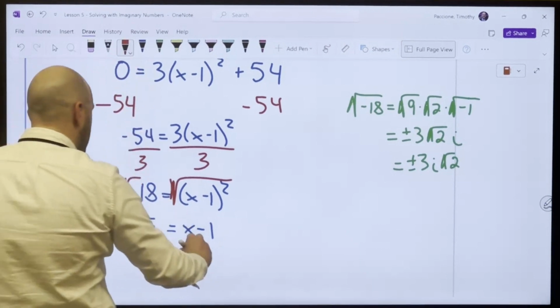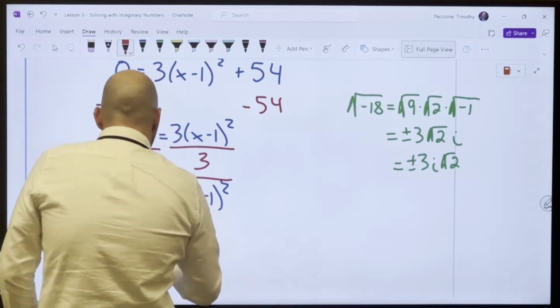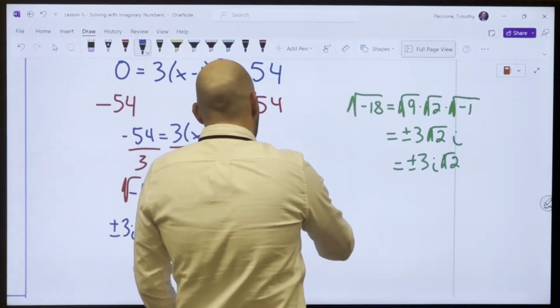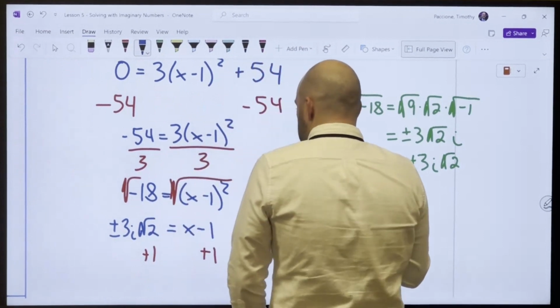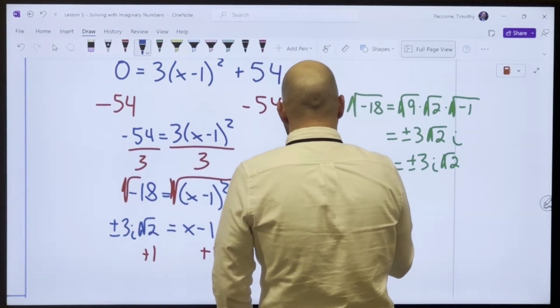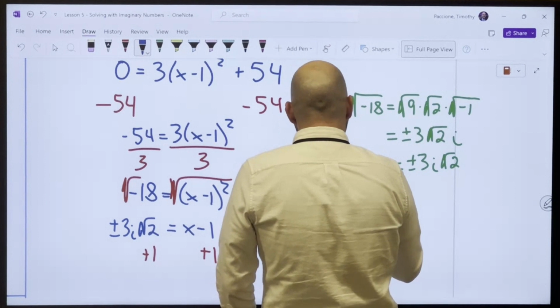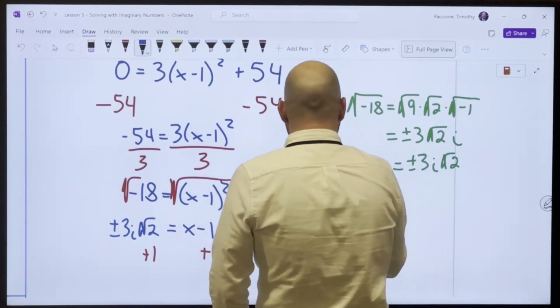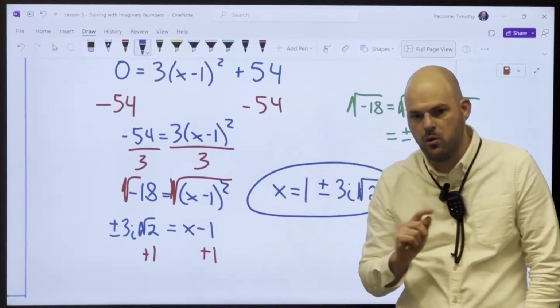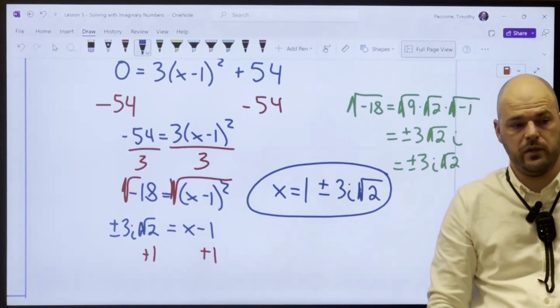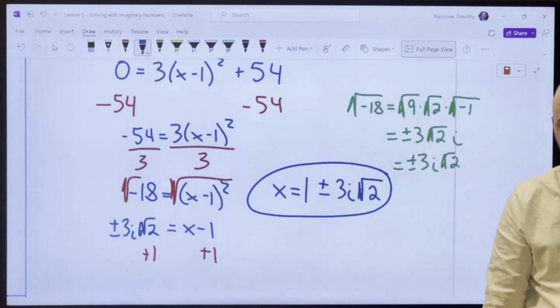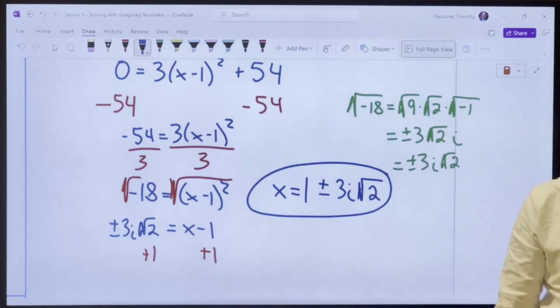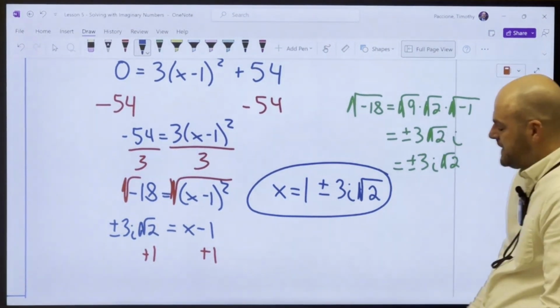Add 1 to both sides. And I get x equals 1 plus or minus 3i square root of 2. And I have 2 imaginary solutions, no x-intercepts, and a beautiful answer. That looks like another language. All right, and that's it, okay?